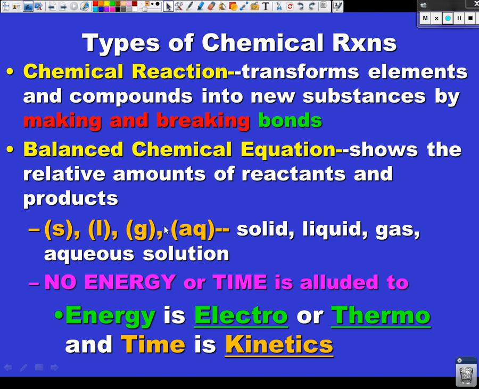And finally, this is a big one, that no energy or time is alluded to. What does alluded to mean? Referred to, mentioned, told, given, any of that. So everything we're going to talk about in this chapter has nothing to do with the amount of energy or the amount of time that it took. When we talk about energy, that is when we're in the electro and thermo chapter, because it's either going to be heat energy or electrical energy or potential energy and all that good stuff. And when we talk about time, we'll be in the kinetics chapter. So that's where we're going to break everything down to. But it must start with a chemical reaction of some sort.